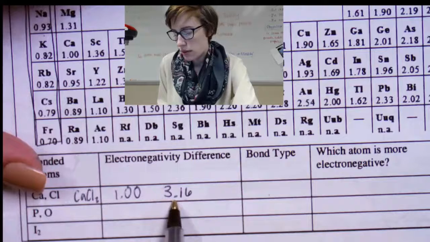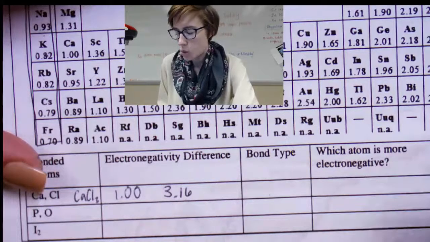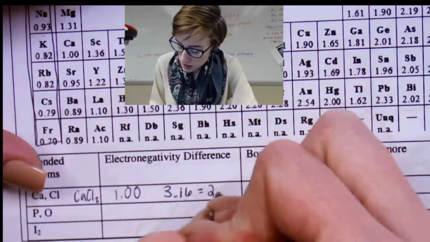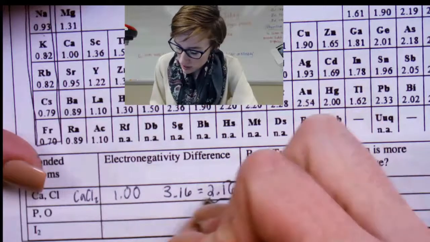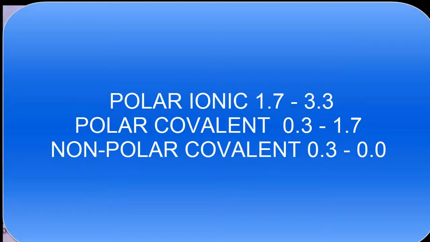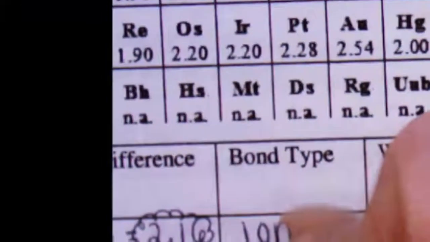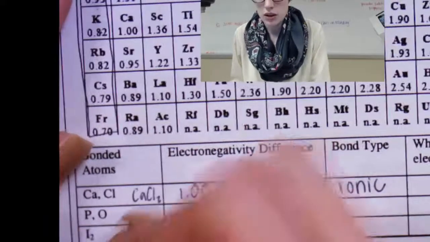Okay? So in my calculator, I do 3.16 minus 1, and so my difference is 2.16. So I'll give you a relative value here. Anytime you have a difference between 1.7 and 3.3, that means you're going to have an ionic bond. Okay, so we know that 2.16 is in between 1.7 and 3.3, so we know it's an ionic bond. So I write down here ionic bond. And then I'm going to have you write down which atom you think is more electronegative. Now let's do the next one.